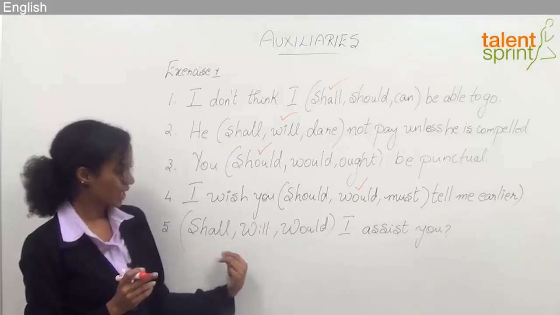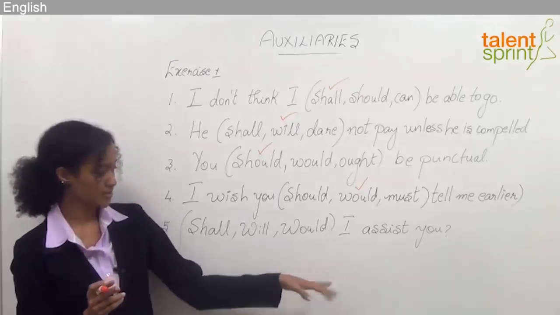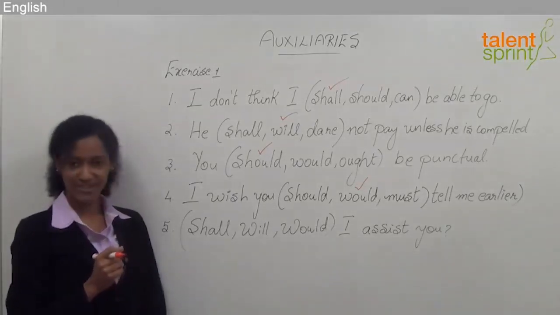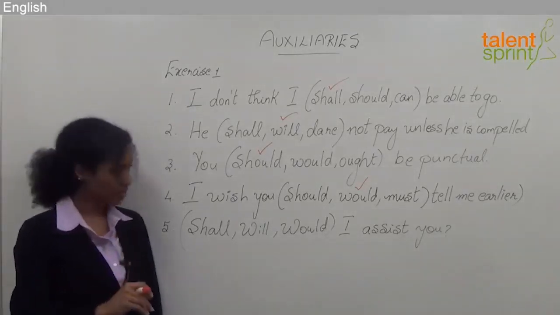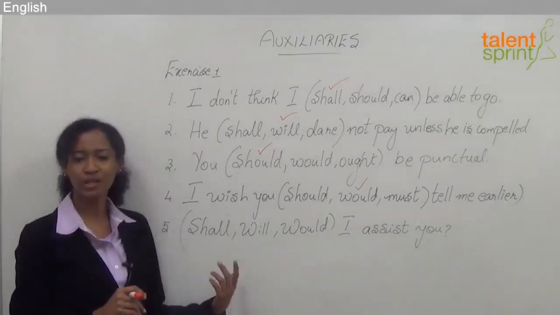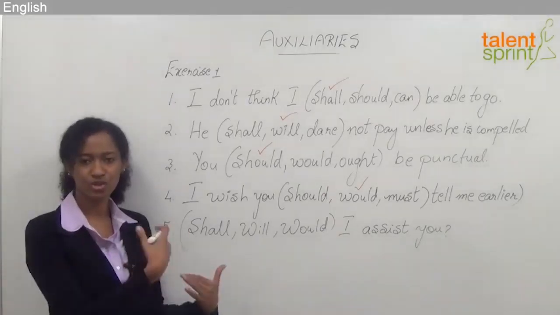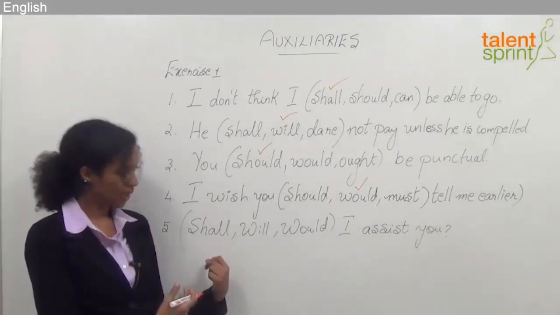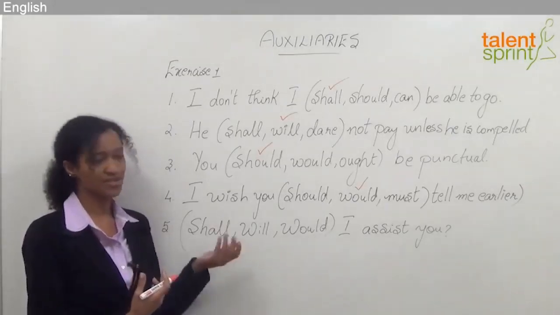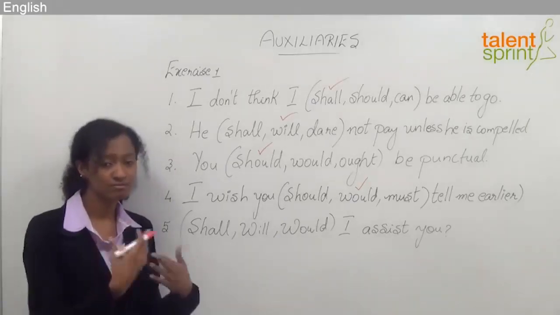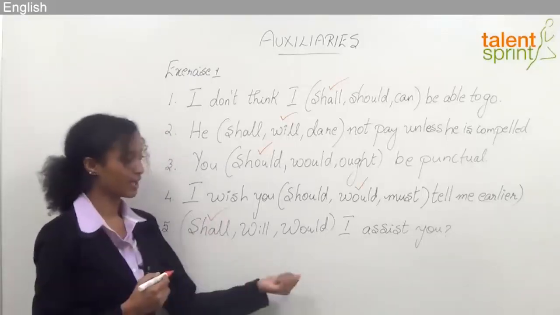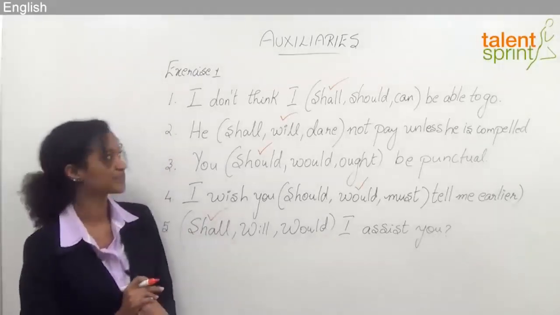Okay. Shall, will, would I assist you? Will I assist you? Would I assist you? Sounds grammatically incorrect. But I know for a fact that shall is used with I or we to talk about future plans or states, and also more like a suggestion, right? So this person is suggesting, if you don't mind, shall I assist you? I could be of help to you. It's more like a suggestion here, right?